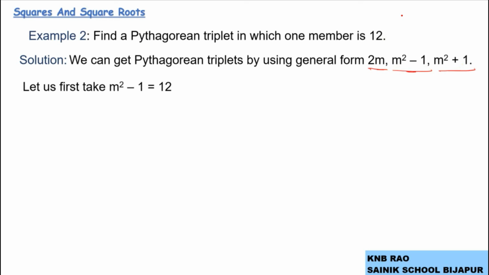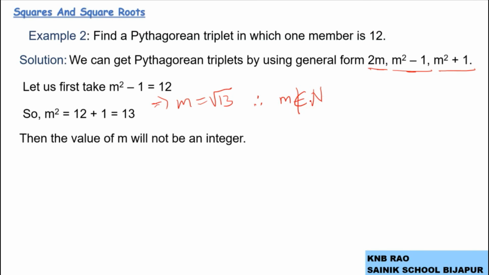Let us take first m square minus 1 equal to 12. If m square minus 1 is equal to 12, then m square is 13, which implies m is root 13. Therefore, when m is root 13, it is not a natural number and doesn't belong to the natural number set. So we will avoid equating m square minus 1 to 12, which will not give a Pythagorean triplet. The value of m will not be an integer, so we avoid it.